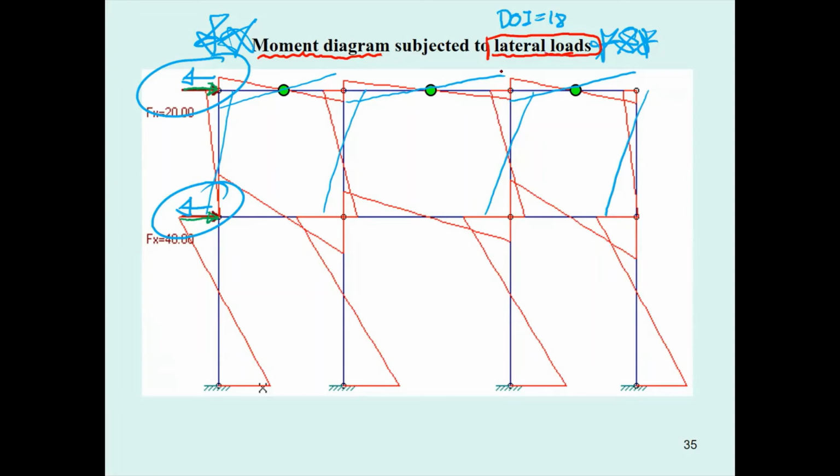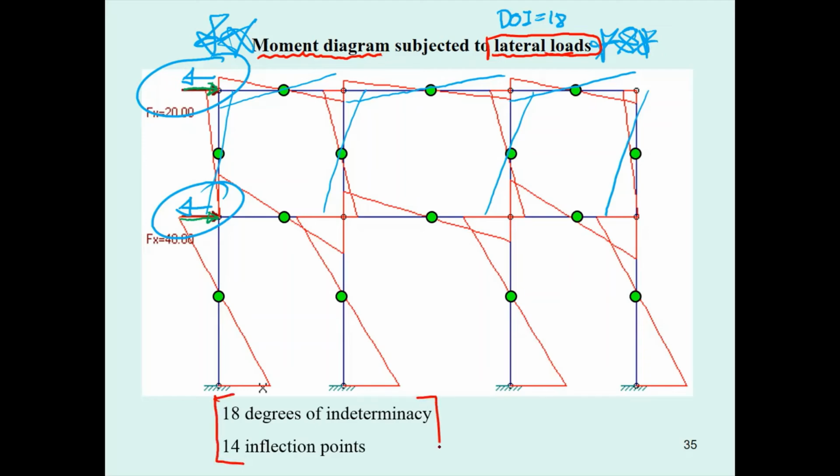Now, since the moment diagram changes compared to the vertical load, the inflection points again occur like this. We have 6, plus the inflection point at the middle of each column. We have a total of 14 inflection points, which is less than the 18 that we require. So where does the other four come from?